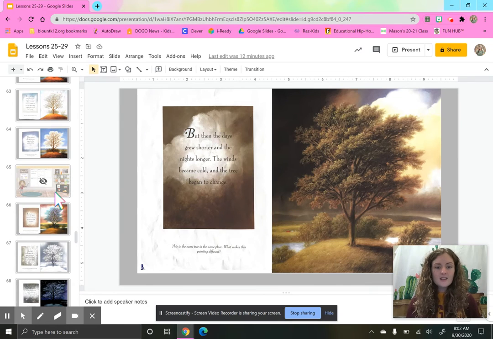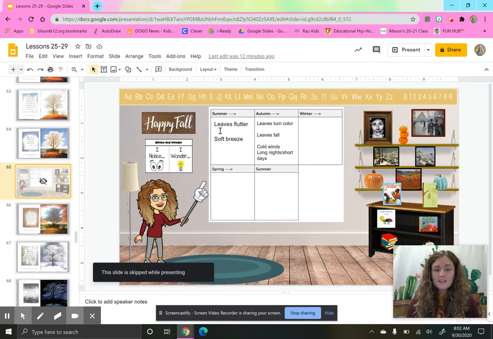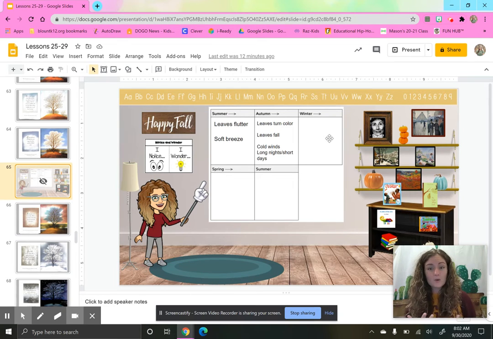Let's move on. So we talked about summer, we talked about autumn. What's going to come next? What season will come next? Winter. So let's see what happens to the tree and the sky during winter.